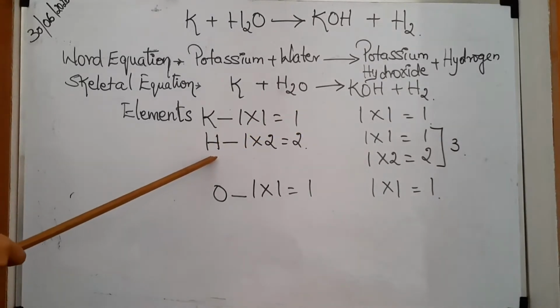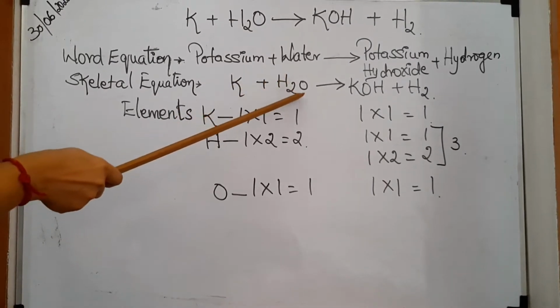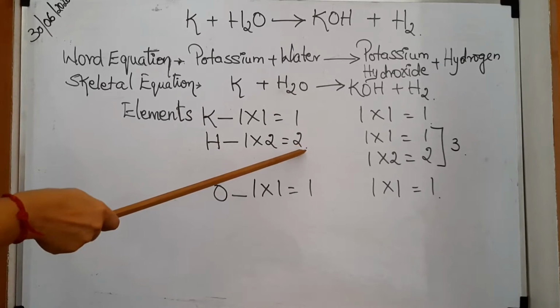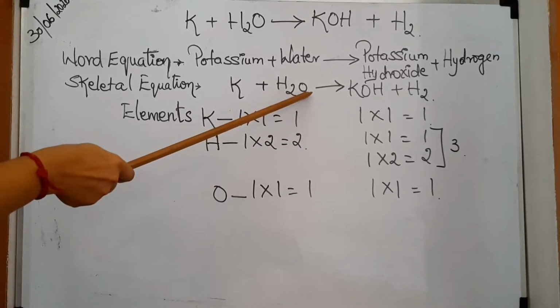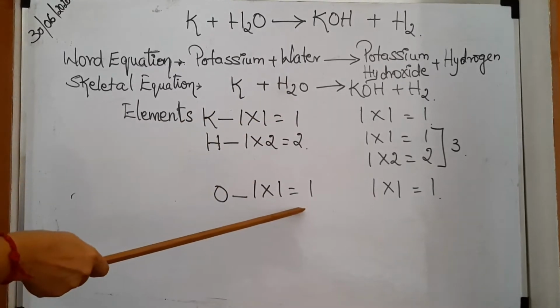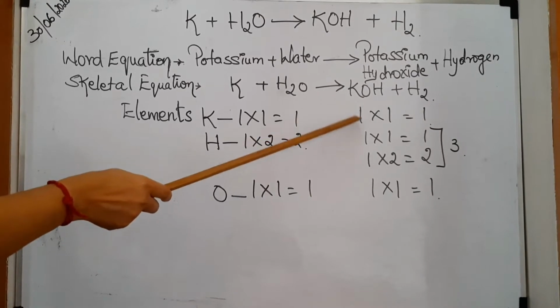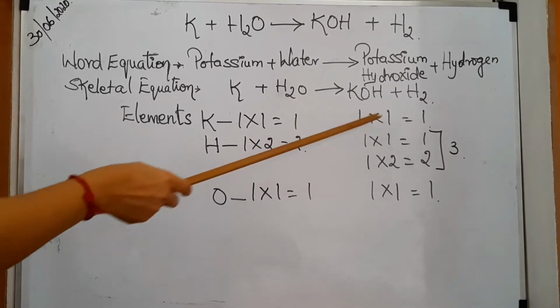H, how much is it? Here we assume there is 1, and 1 into 2 is equal to 2. Oxygen, how many oxygen are there? 1 into 1 is equal to 1. Now on the product side. K, how much is it? 1 into 1 is equal to 1.